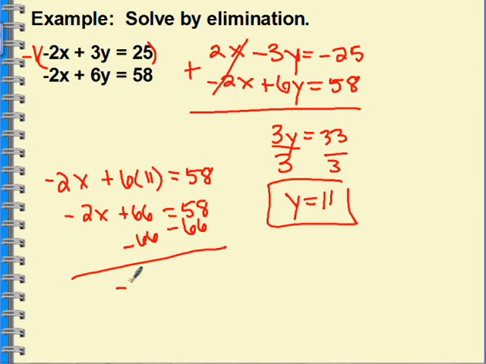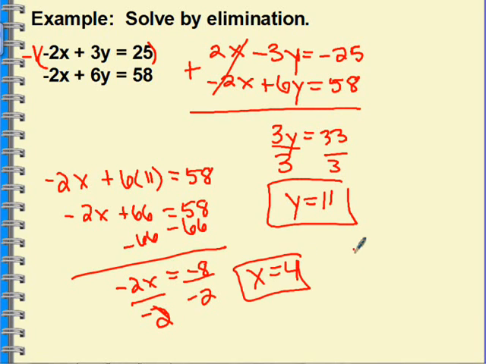So now I get negative 2x equals 58 minus 66, which will give me a negative 8. Divide by negative 2. So x equals a positive 4. So the final answer would be 4, 11.